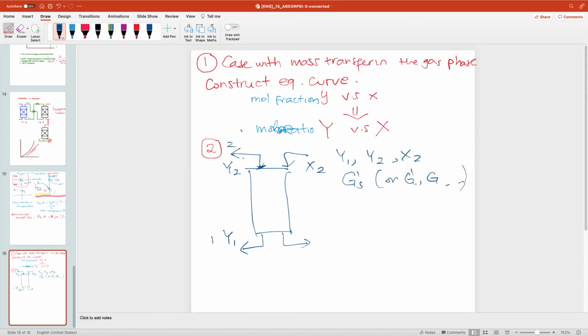For example, the gas rate is 1000 kilomole, with the percentage of the gas to be treated being 10%. Then the diameter of the column is given. If you know the area, you can find the G as superficial. And then like Kevin said, we have to find the operating line.